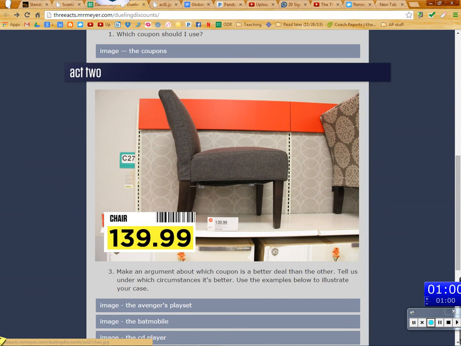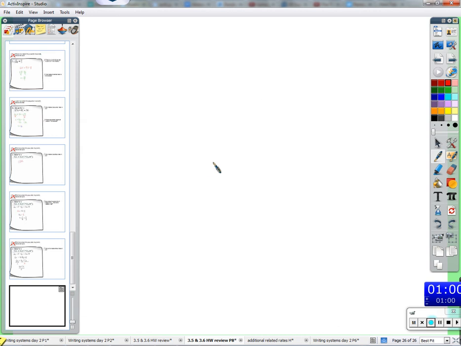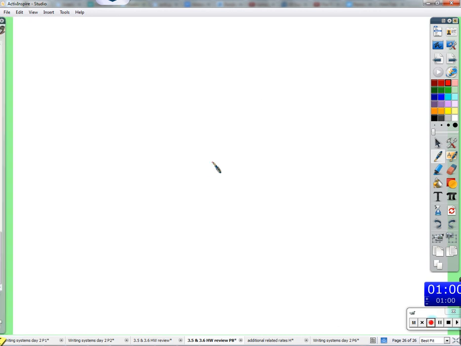Okay, so the question is, really, it comes down to: what is 20% of $139.99? I'm sure a lot of you know. I just want to explain what a percent is, okay? It's the part compared to the whole, right?